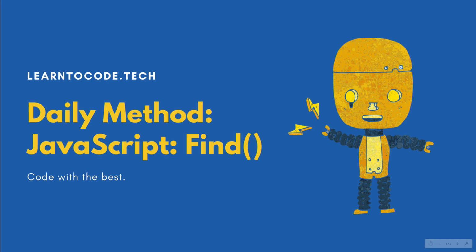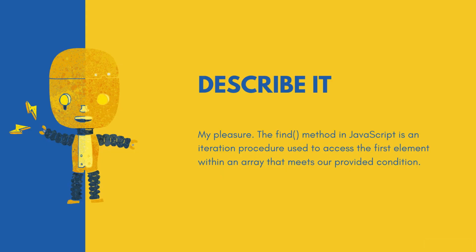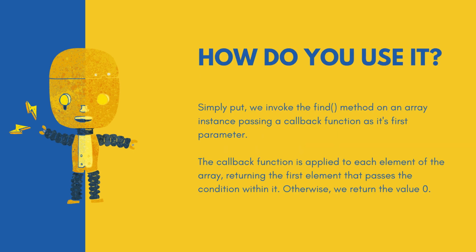Today we'll be discussing the daily method series, and our method of the day is JavaScript's find method. Okay, so how exactly do we describe the find method? Well, the find method in JavaScript is an iteration procedure used to access the first element within an array that meets our provided condition. Okay, so what exactly does that mean, right? How exactly do we use it?